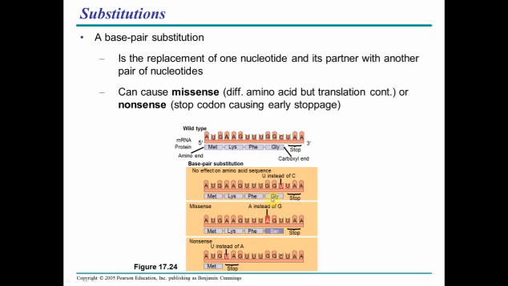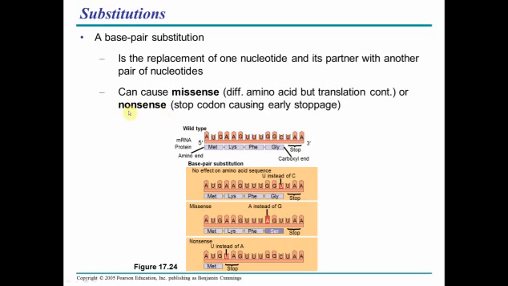Here's a substitution like we had just seen. U instead of a C, for example, or A instead of a G shown there compared to the original wild type. Those are substitution mutations. Now, these can cause missense or nonsense mutations, which are kind of a larger grouping. Missense mutations are when the amino acid changes, but translation is continued. So that one amino acid gets changed. Instead of glycine, we have serine, for example.